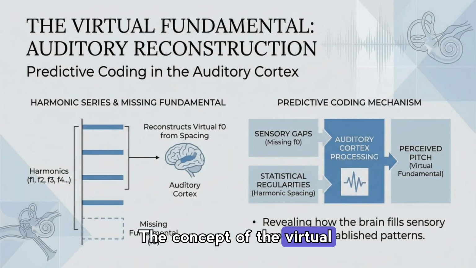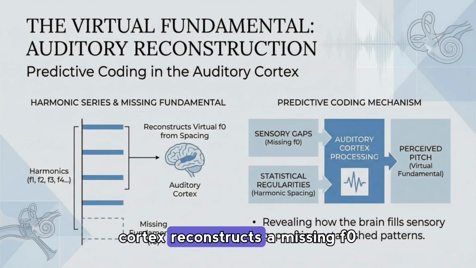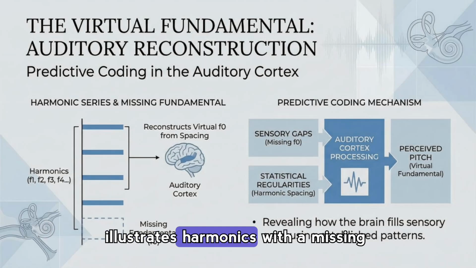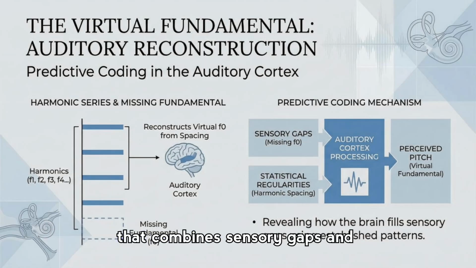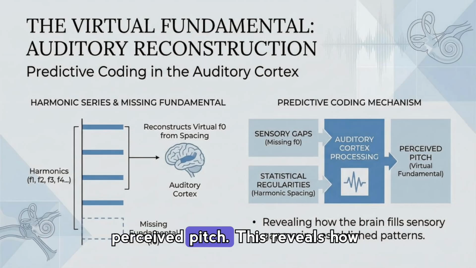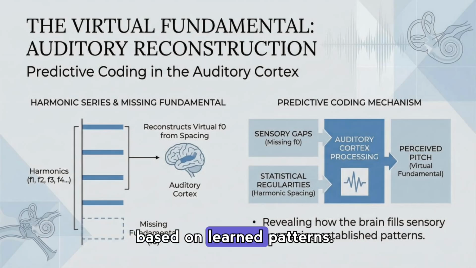The concept of the virtual fundamental shows how the auditory cortex reconstructs a missing F0 from harmonic spacing using predictive coding. The figure illustrates harmonics with a missing fundamental and a processing box that combines sensory gaps and statistical regularities to produce a perceived pitch. This reveals how the brain fills in absent information based on learned patterns.